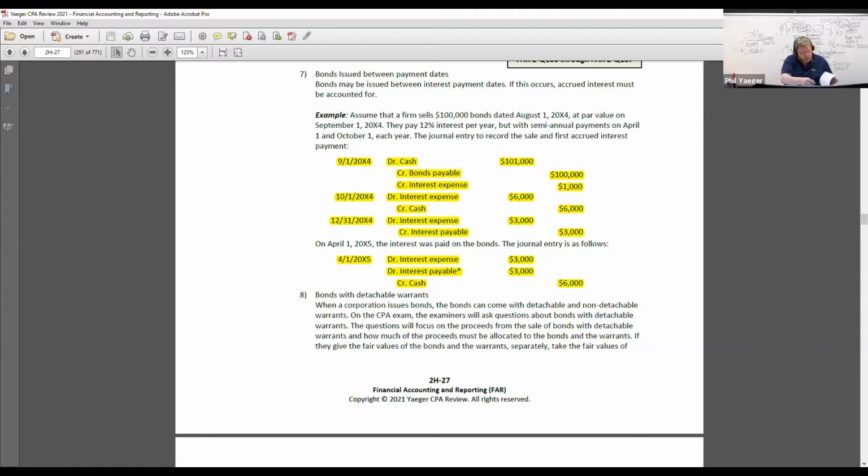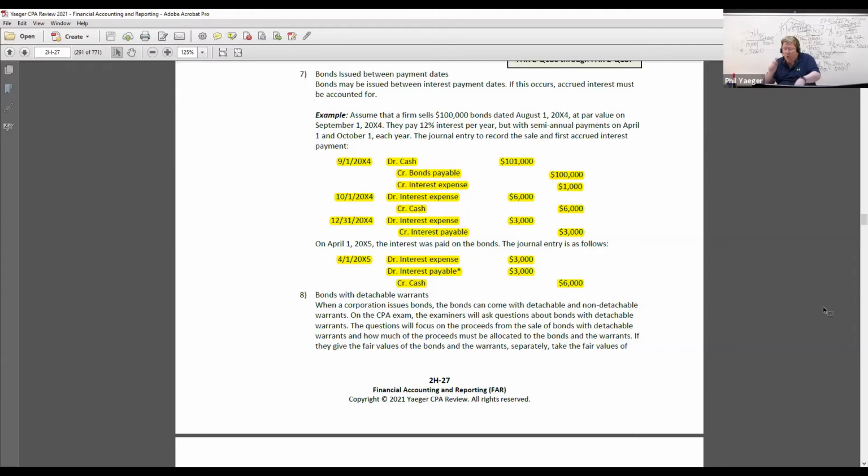2H27. And I have a debit to cash 101.91. Then on April 1st, X5, this entry is wrong. Something's wrong here. All right. I will get you the correct entry. Okay. All right, here we go.